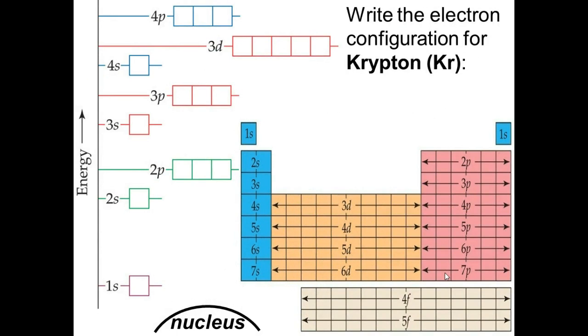Now we're going to do another one for krypton. Krypton is this box, and same thing, we have to count all the boxes. The first box, we have to pass 1s. For 1s, there are 2 boxes, so it'd be 1s2. Then we go to 2s, and we still pass 2 boxes. Then we go to 2p, and there are 6 boxes.